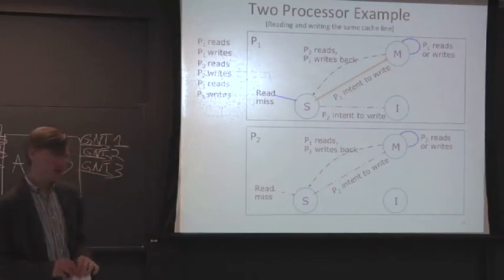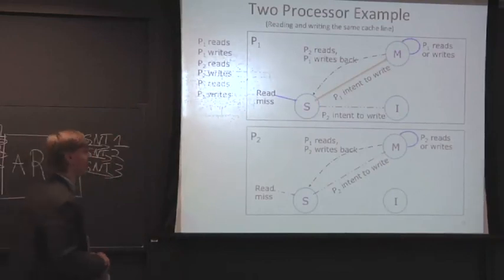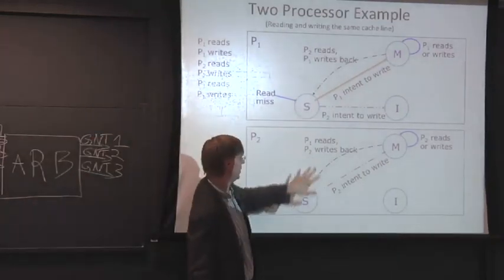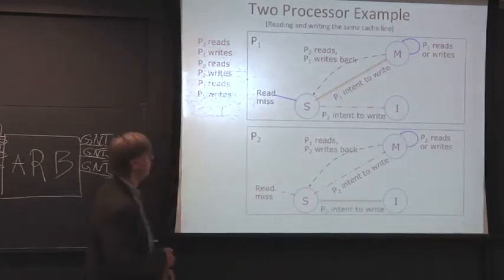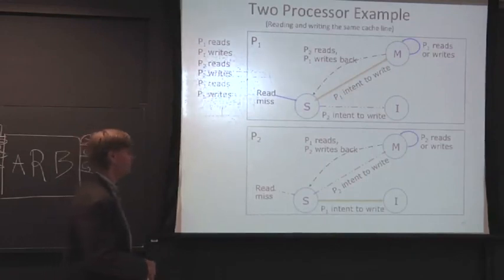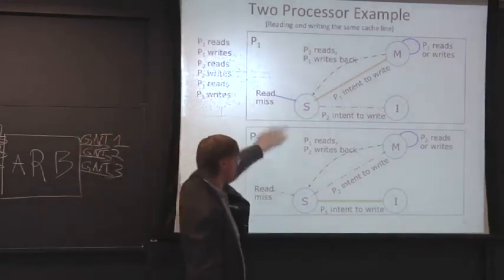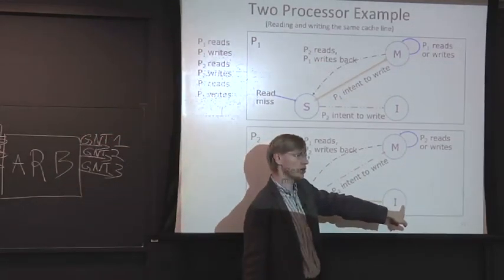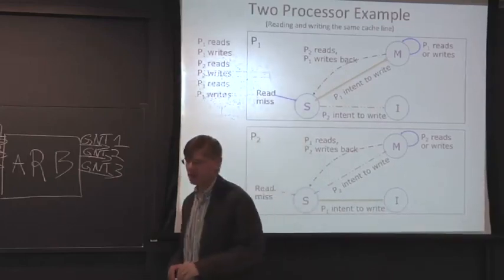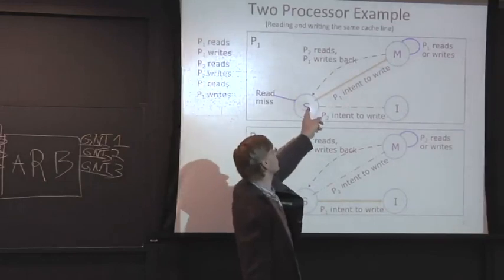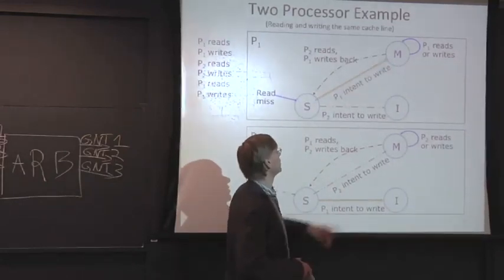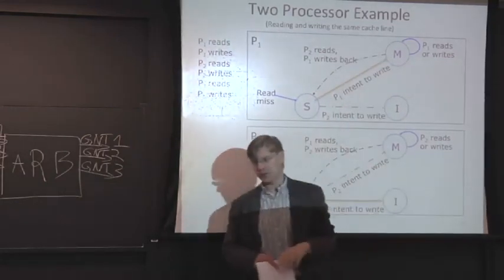OK, so let's say processor 1 now does a write. So it's in the shared state. This is in the shared state. We see the intent to write coming out of processor 1. So processor 2 is going to transition from shared to invalid. And only then are you allowed to transition from shared to modified.